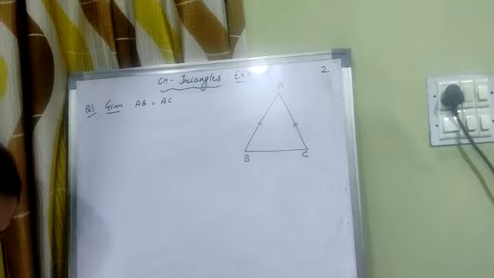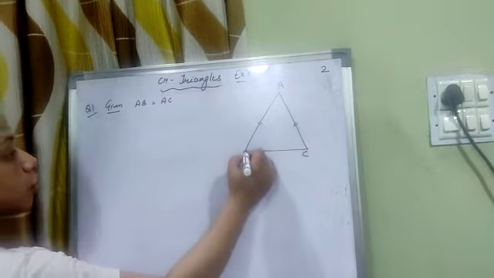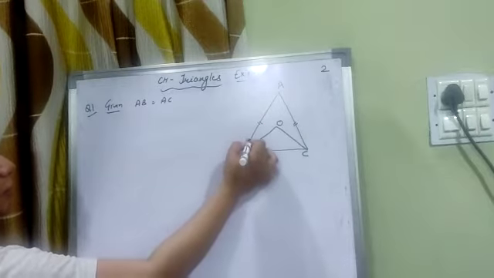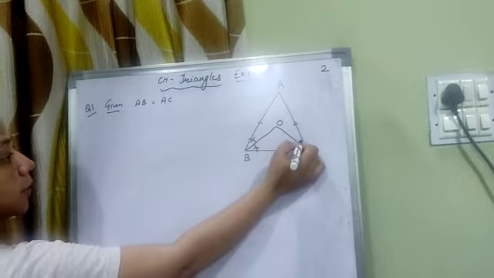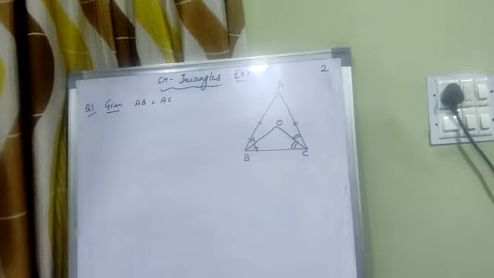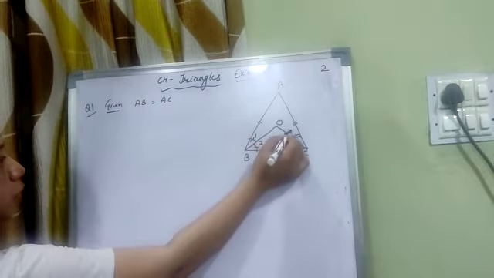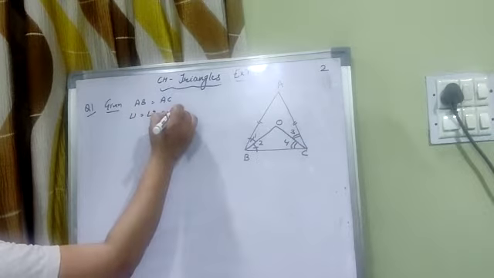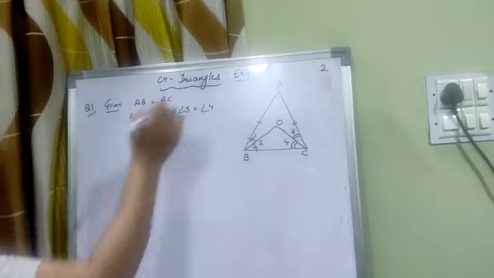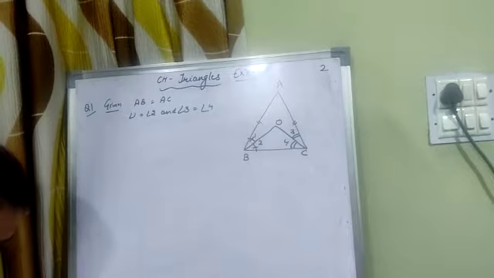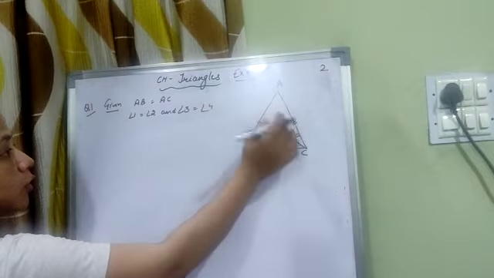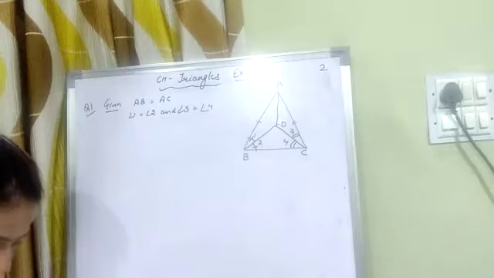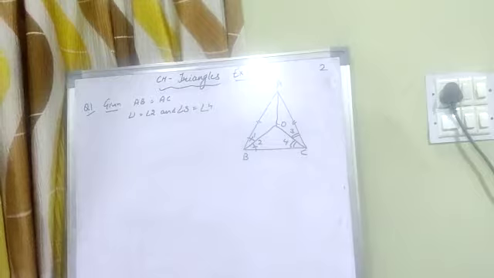The bisectors of angle B and C intersect each other at O. Bisector means the measure of these two angles are equal and the measure of these two angles are equal. Suppose this is angle 1 equal to 2 and 3 and 4. So it is given angle 1 equal to angle 2 and angle 3 is equal to angle 4. Join A to O, and we have to show that OB is equal to OC.